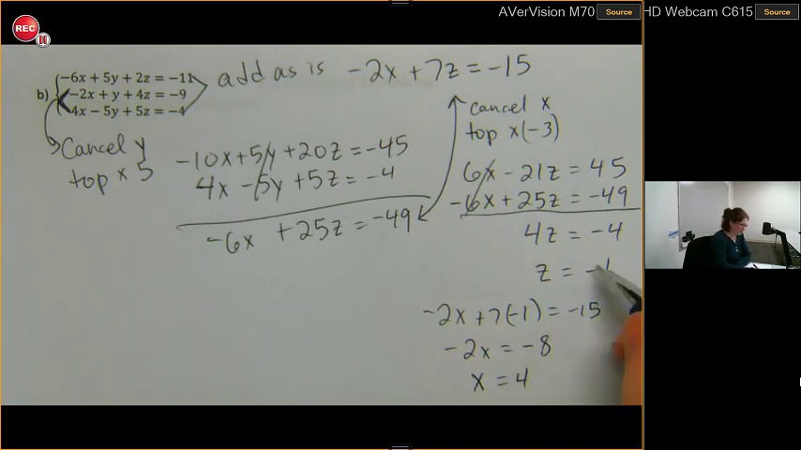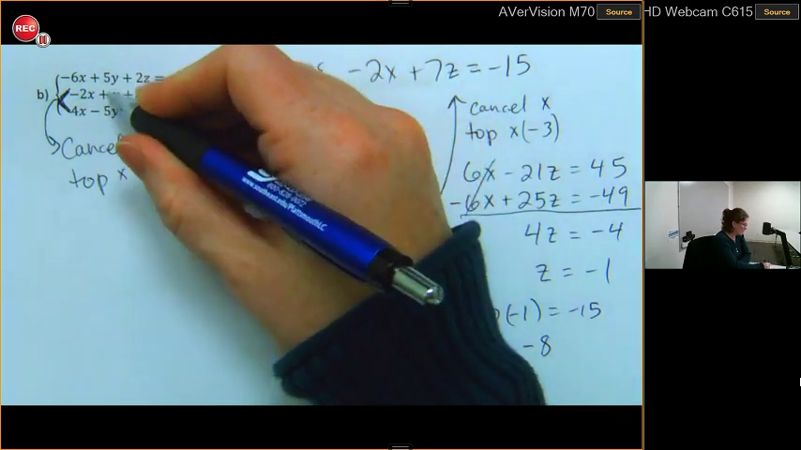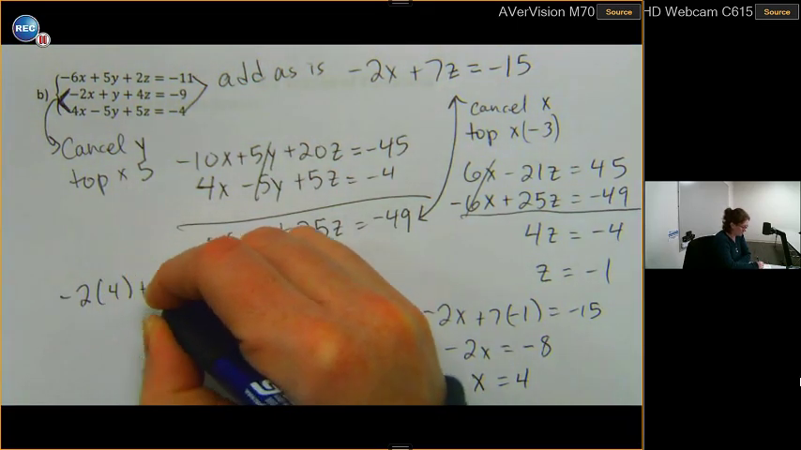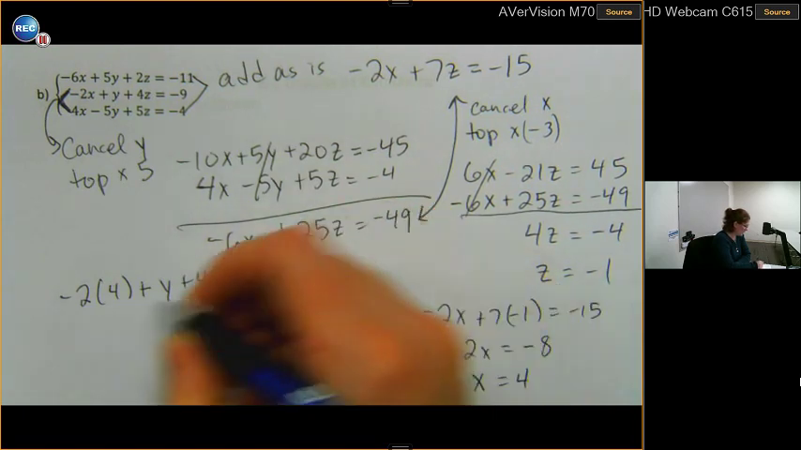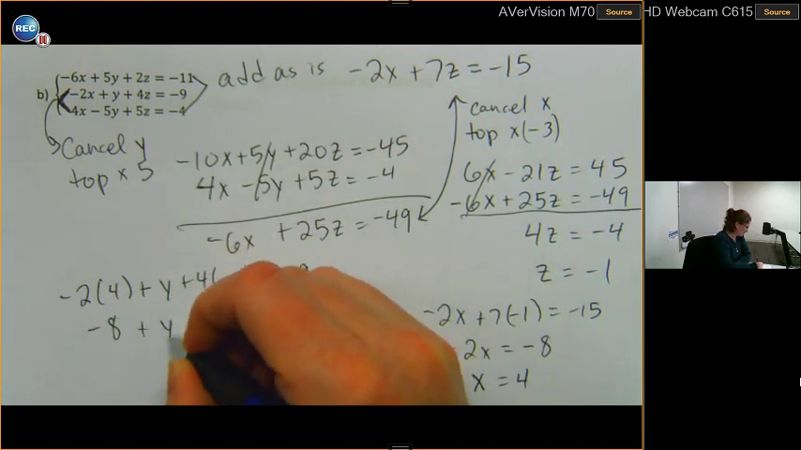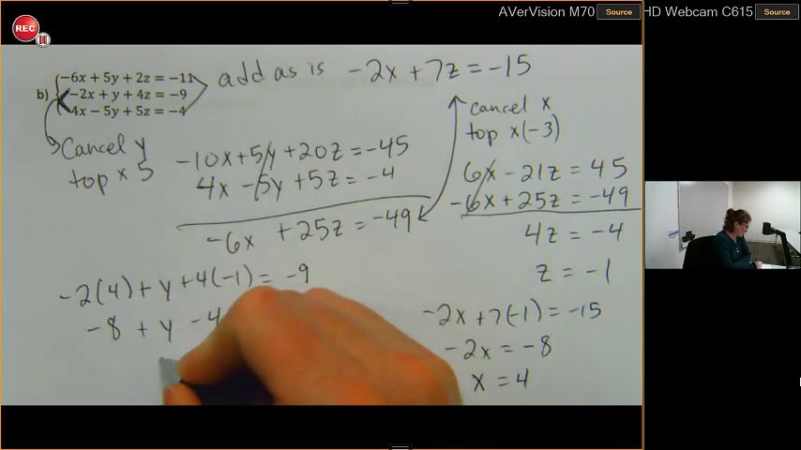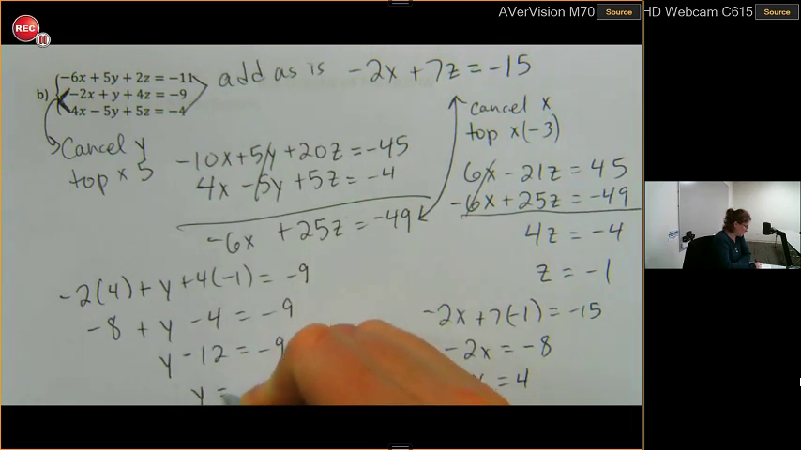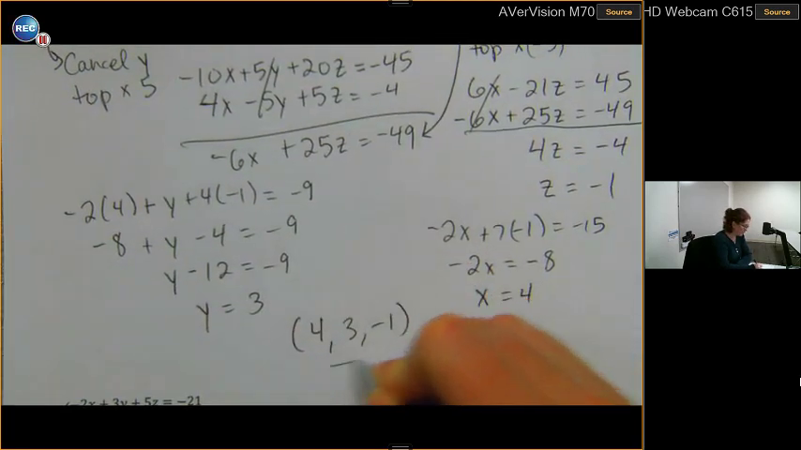So I know x and z, so I have to go back to an original equation. I'm going to use the middle one because that one's easiest to solve for y. So negative 8 minus 4, that's negative 12. So I'm going to add 12, and I'm going to get 3. So my ordered triple is 4, 3, negative 1.